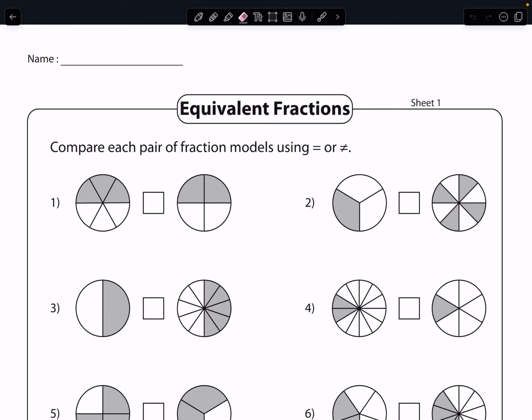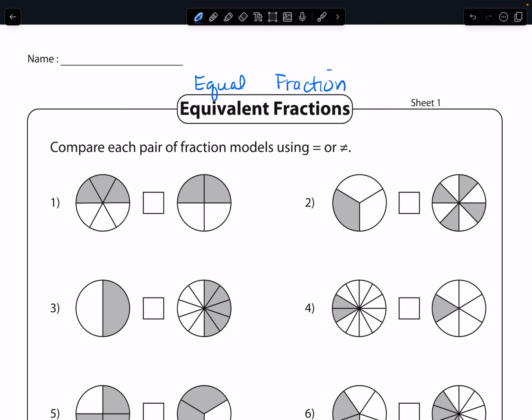Okay, today we are going to review equivalent fractions, seeing them both as a picture model and then seeing them as a number model. So we're going to remind you that equivalent means equal, and the second word is fractions, which makes sense. So this is equal fractions.